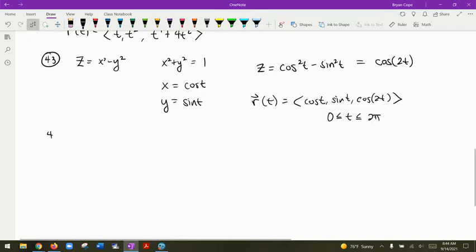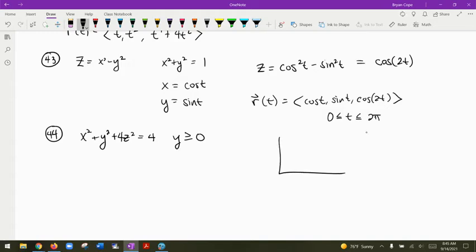Okay, 44 is actually a modified version of the one we did in class. So we're talking about the semi-ellipsoid x squared plus y squared plus 4z squared is equal to 4, where y is greater than or equal to 0. So that's really going to be to the right of the xz plane. If you're thinking about what this will look like, we're talking about, over here.